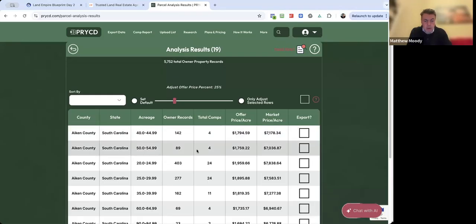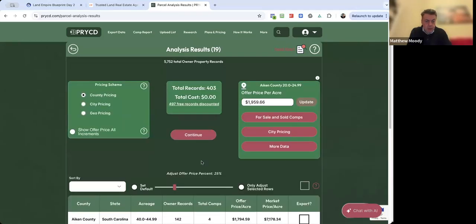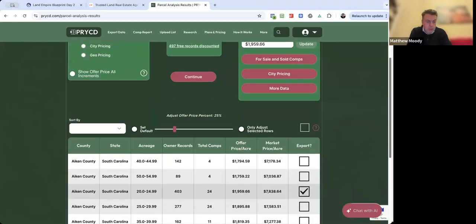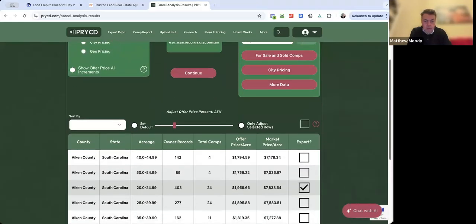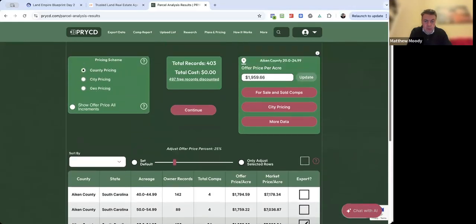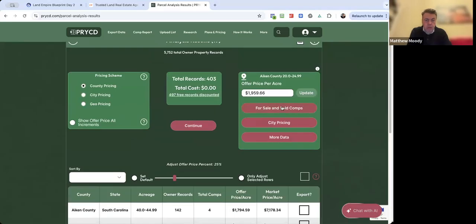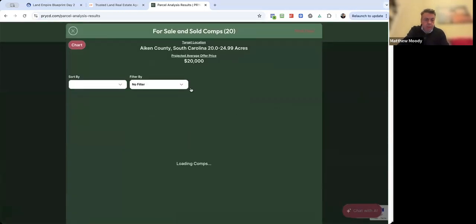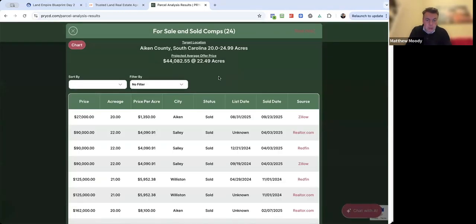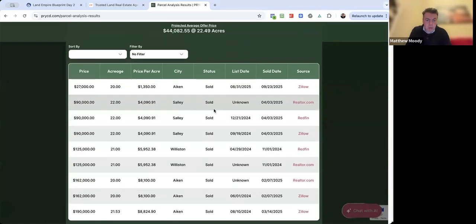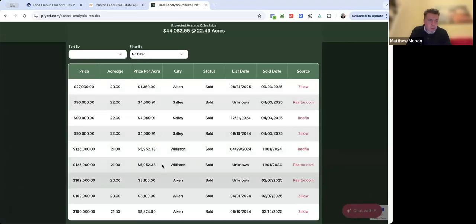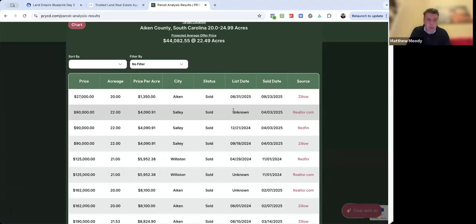Now, because there's not a lot of comps there, I think I'm just going to have a look at this one here. So this one is 25 acres. It's got 400 owner records, 24 comps. And what you can see is as soon as you select it, it comes up with information you can click on. So look at the for sale comps and see what that looks like. So you can see here, you've got a whole bunch of comps. It shows where they pull from, Redfin, Zillow, Realtor.com, and it shows you the city, when they were sold, how many acreage, what it was sold for.